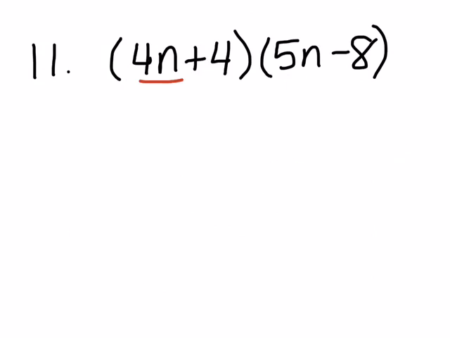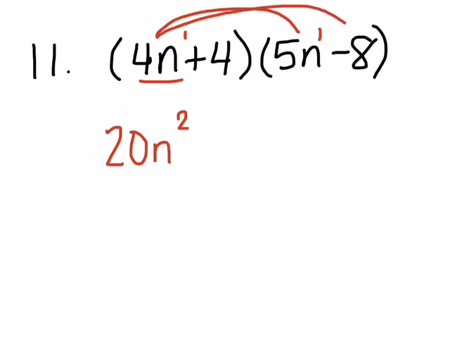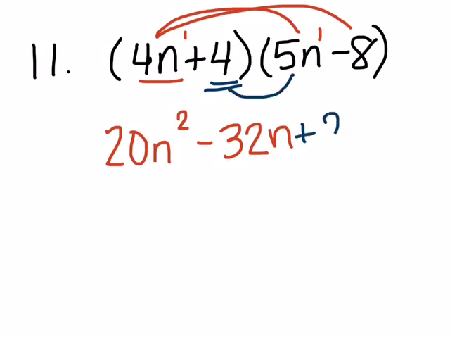So I'm going to multiply my 4n. I'm going to take it and I'm going to multiply it with both terms in the other set of parentheses. 4n times 5n. 4 times 5 is 20. N to the first times n to the first is n squared. 4n times negative 8. So 4 times negative 8 is negative 32. And then I need an n with that guy. Now I'm going to multiply this 4 through. 4 times 5n is 20n. And 4 times negative 8, again, is negative 32.